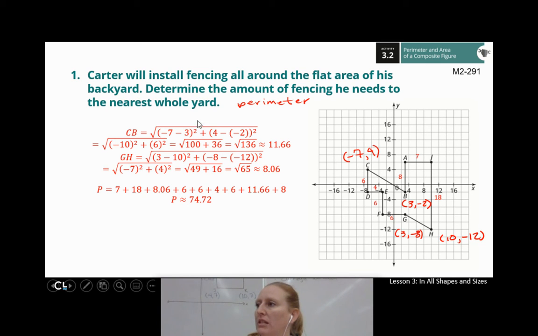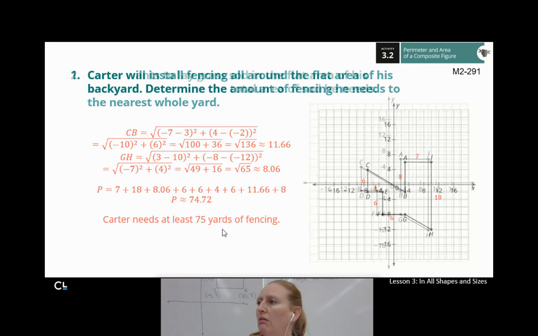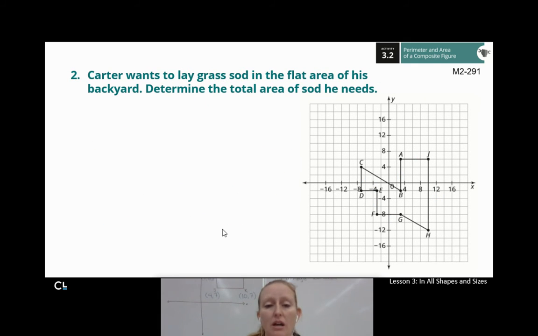So determine the amount of fencing he needs to the nearest whole yard. I need to round to the nearest whole number, don't I? Oh my gosh. So it looks like Carter's going to need at least 75 yards of fencing. Usually when you go to buy fencing, you have to buy by the yard, by the foot, that sort of thing. So it looks like he's going to need 75 yards of fencing. Okay. Now he's got his fence up.